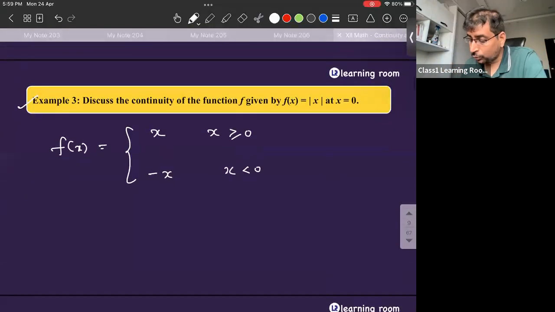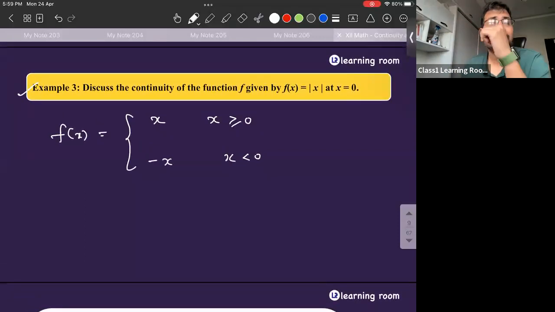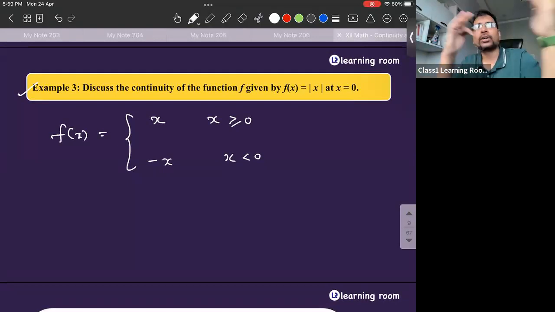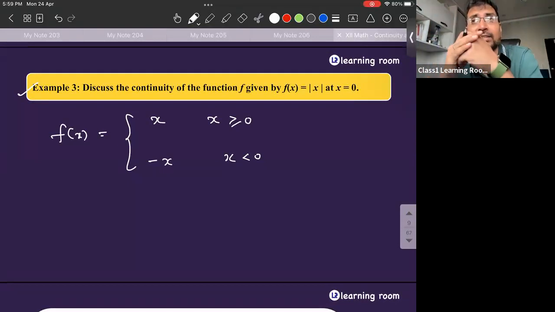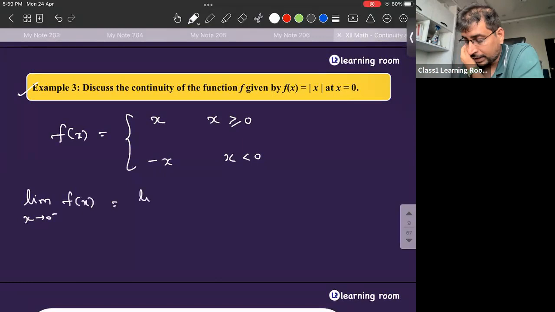So in this problem, I have no other option other than checking the left limit and the right limit. Why? Because the function is broken on either side of 0, whereas in the other two cases, it was not broken. Here, I'll check the left limit. Limit x tends to 0 minus f of x. What should I write it as? Limit, the steps are same. Limit h tends to 0.